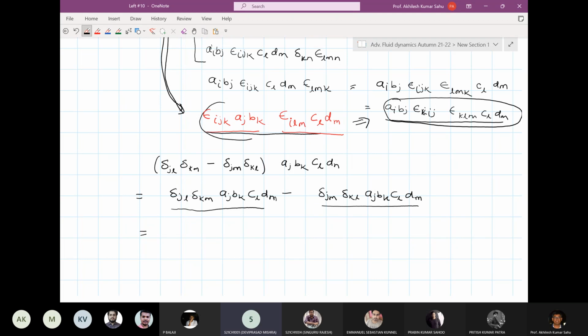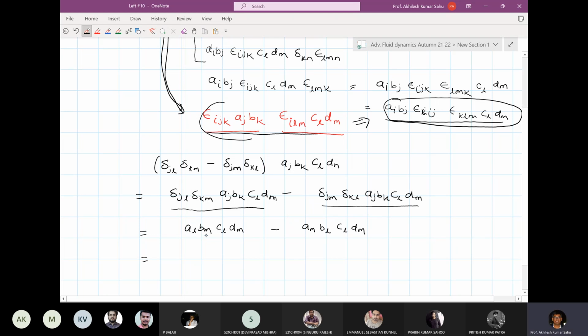The first term will be A_l B_m C_l D_m. In the second term, A_m B_l C_l D_m. Okay. So now write the Gibbs notation for this.